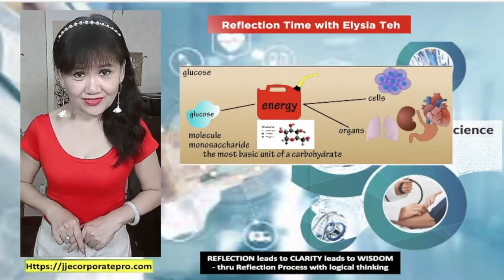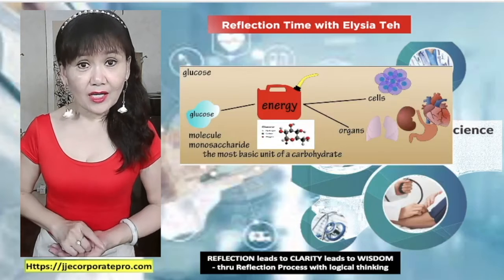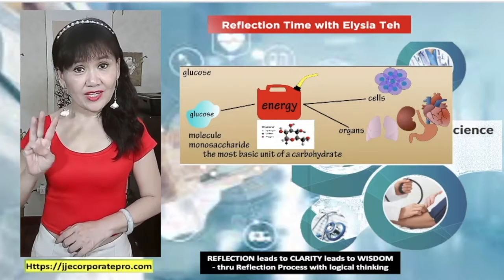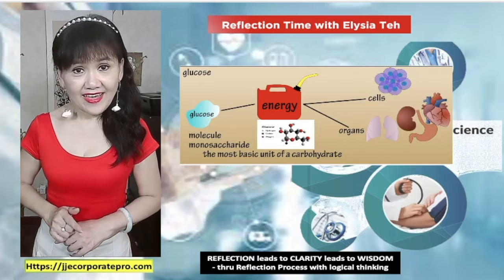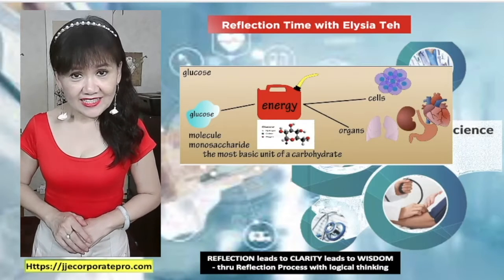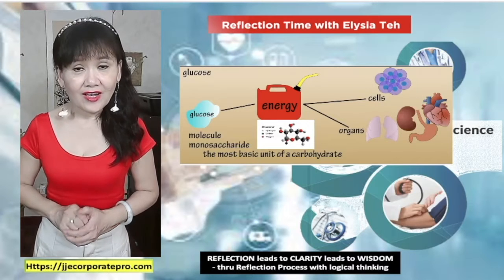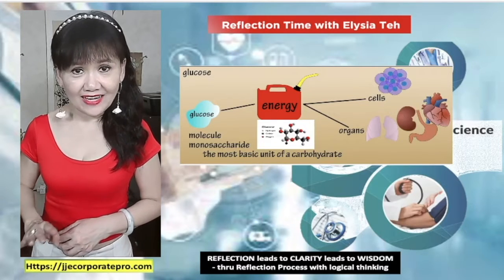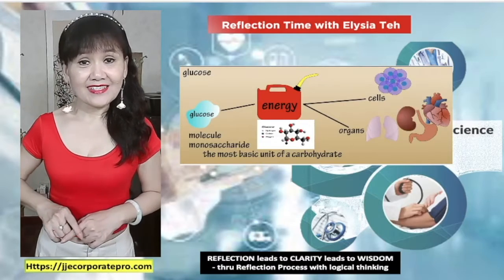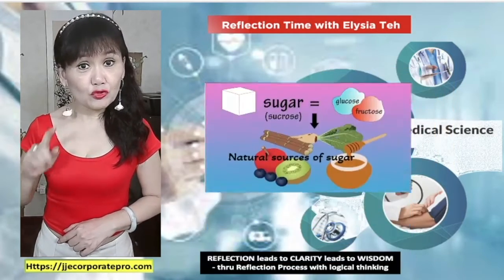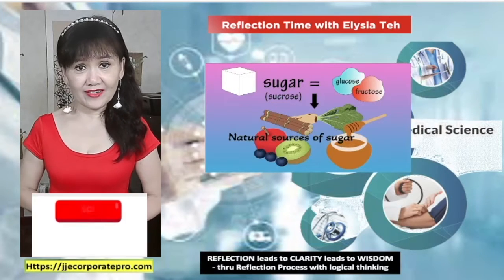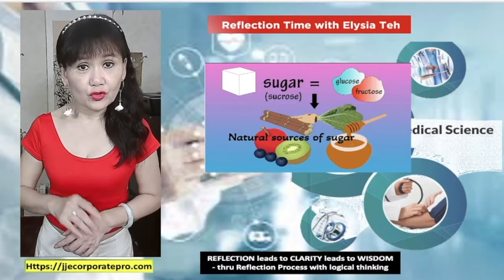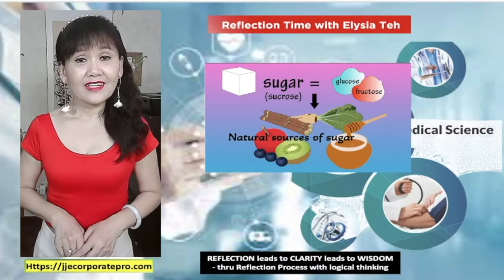What is glucose? Scientifically, glucose is a molecule and it is known as a monosaccharide. It consists of 3 atoms: hydrogen, carbon, and oxygen. This molecule is the most basic unit of carbohydrate, and it is one of the key energies for all cells and organs. Now, what is the source of glucose? Number 1, sugar. Sugar not only has glucose, it also has fructose. But we will ignore fructose for now. We will talk about it in another topic.